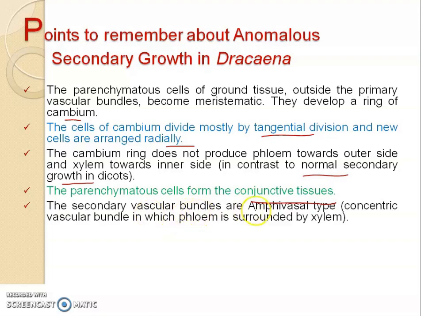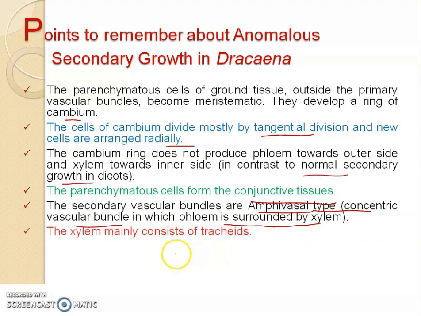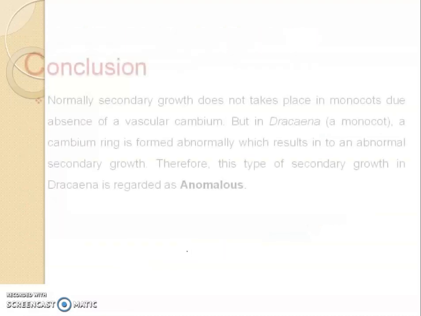The secondary vascular bundles are amphivasal type, which are concentric vascular bundles in which phloem is surrounded by xylem, and this amphivasal type of vascular bundle is the peculiar feature of Dracaena stem. The xylem mainly consists of tracheids and there is the formation of storied cork. These are the important points.